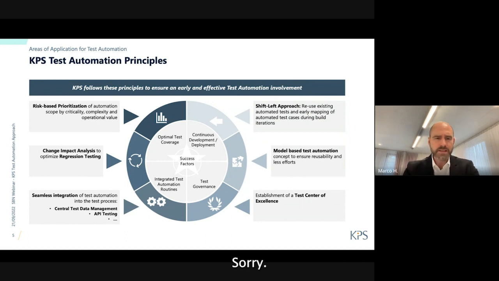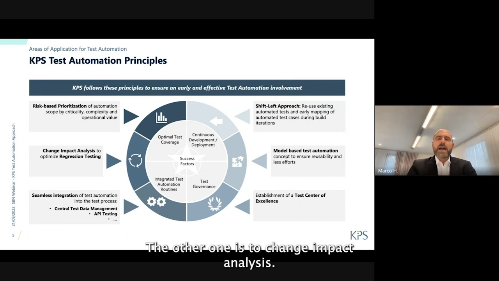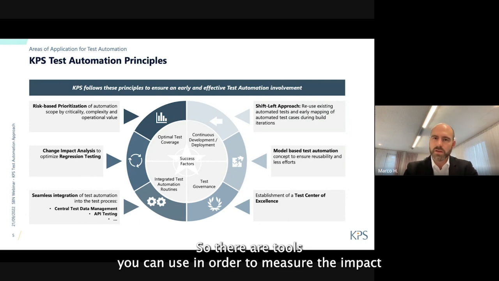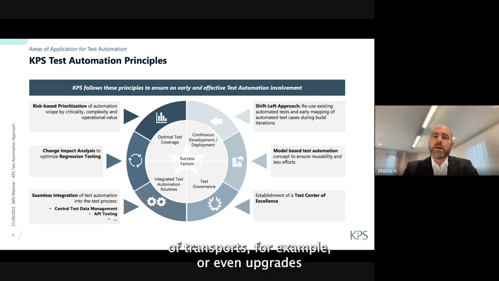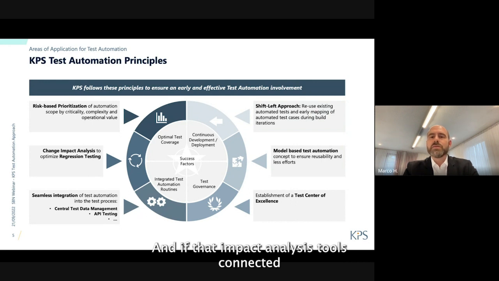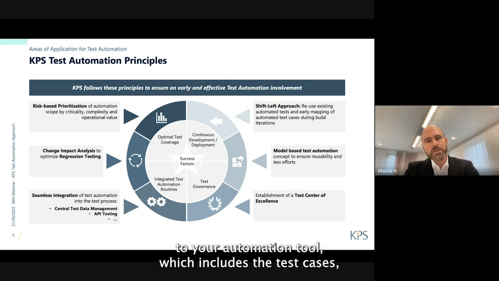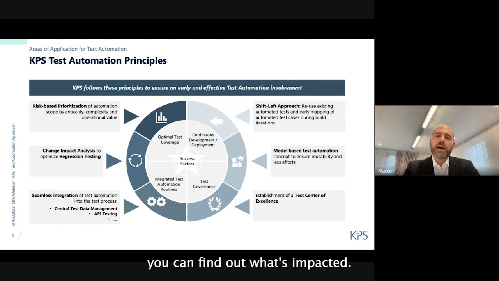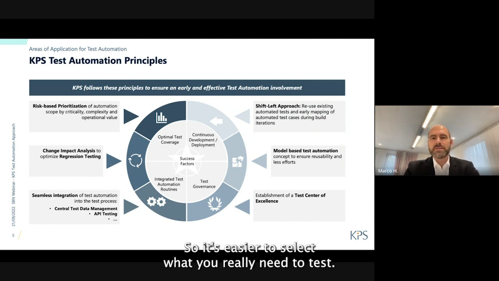Another one is the change impact analysis. So there are tools you can use in order to measure the impact of transports, for example, or of an upgrade, transports into your system, so you can measure the impact. And if that impact analysis tool is connected to your automation tool, which includes the test cases, you can find out what's impacted. So it's easier to select what you really need to test.